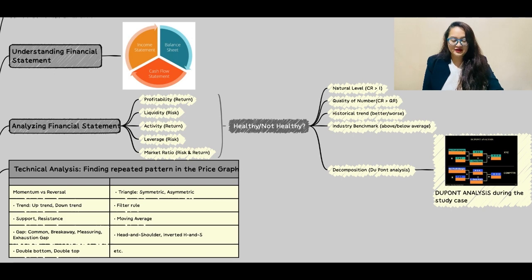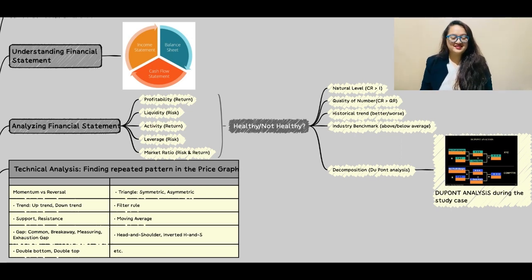Is the profitability, liquidity ratio, activity, leverage, and market ratio. After you calculate all of them, you will know whether the company is healthy or not. You can also see it by this standard or DuPont analysis. I put the example here of how to calculate the DuPont analysis, which ratios you need to have and compare with the competitor.